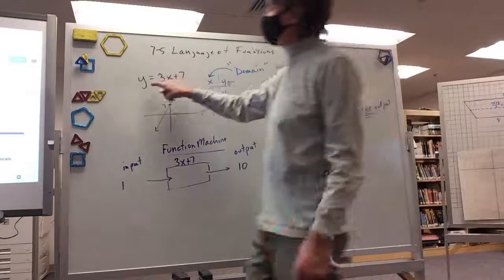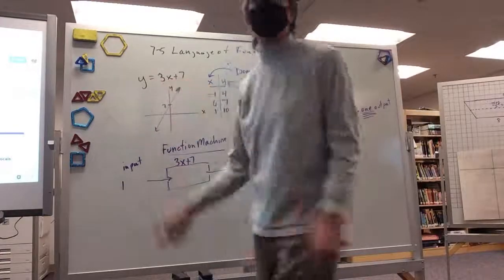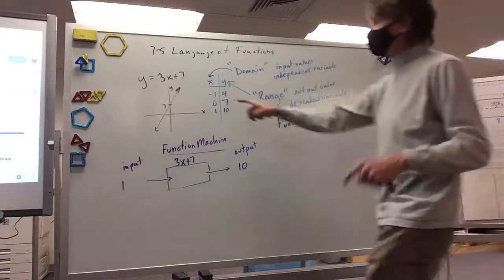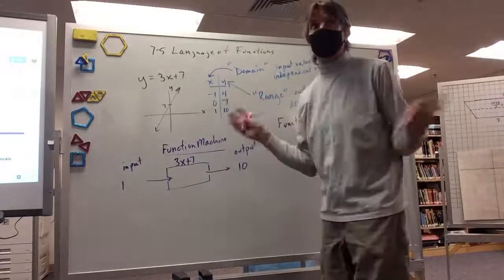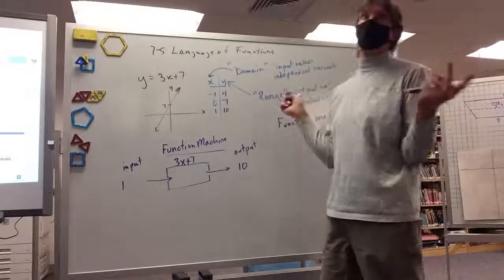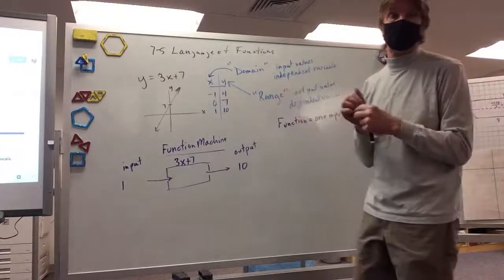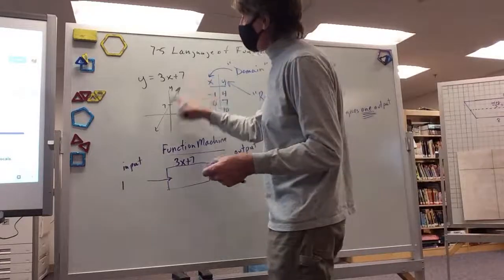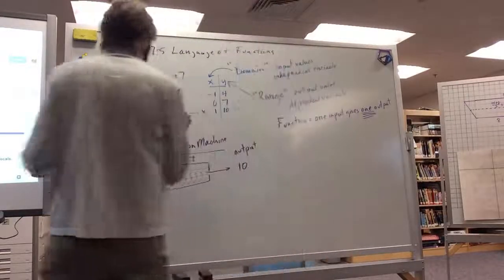So this right here, y equals 3x plus 7, that is a function. It's a function because for every single value you put in, there's only one possible answer. There's no way to get two choices for your answers. And when something like this is graphed, it goes like this.